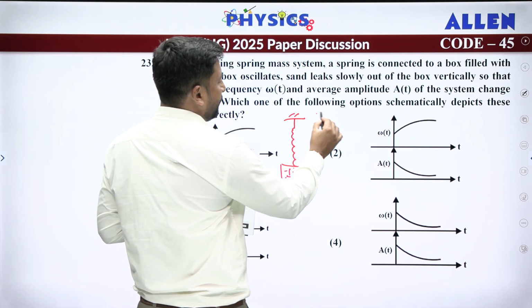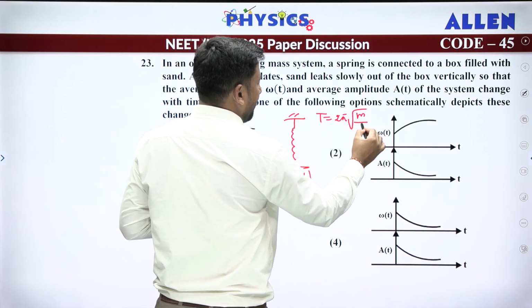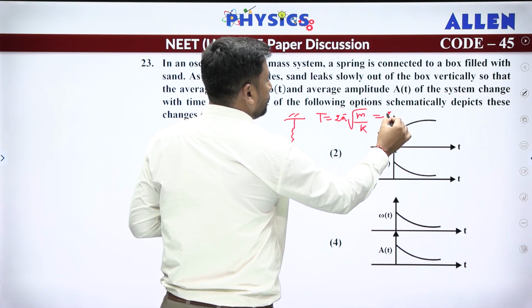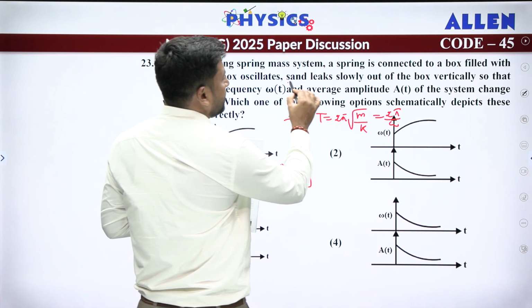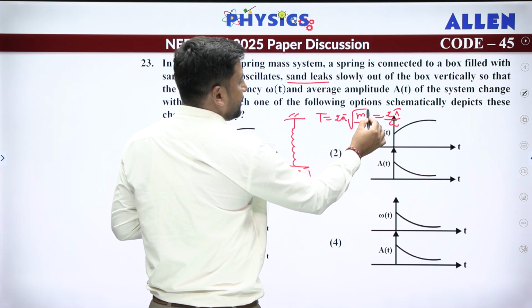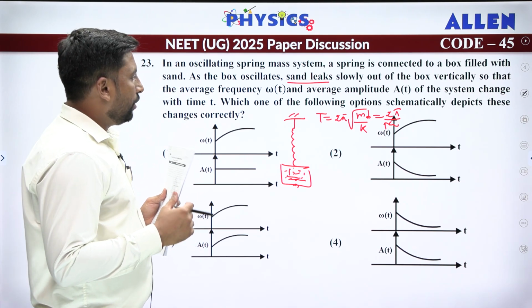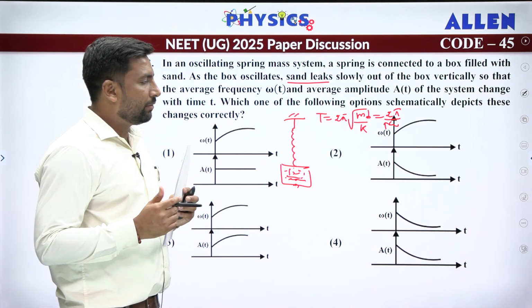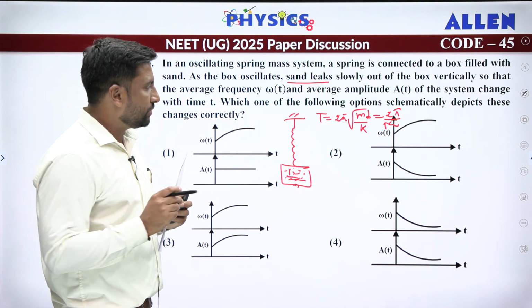So we know that the time period for a spring block system is 2 pi root of m by k, and time period is 2 pi by omega. We can write that. Now as the sand leaks out, what will happen? The mass will decrease, so omega will increase. And when all the sand comes out, finally omega will become maximum. So the graph of omega should be an increasing function.